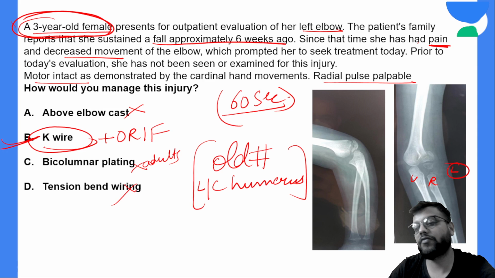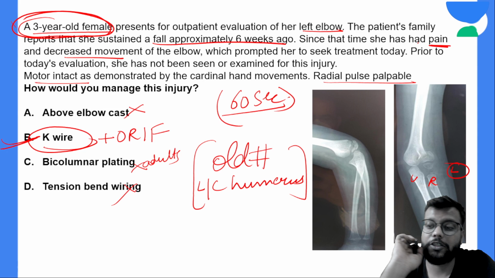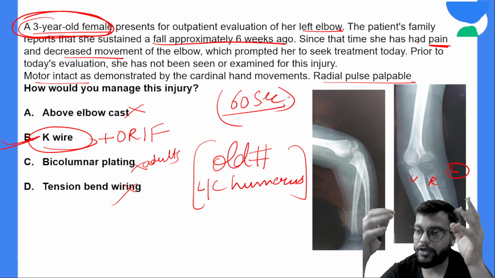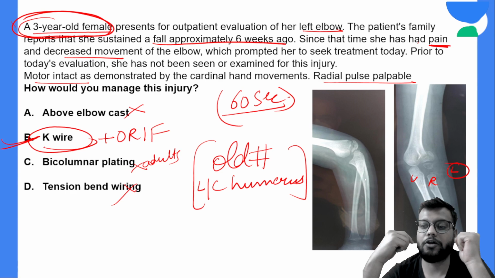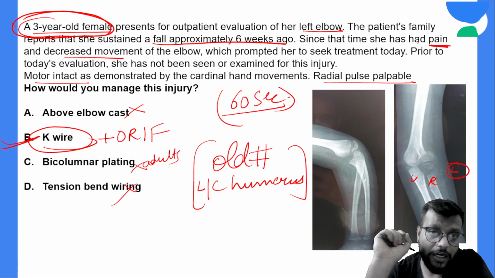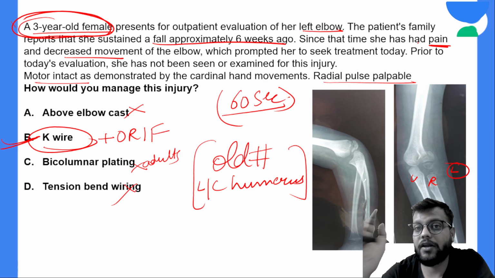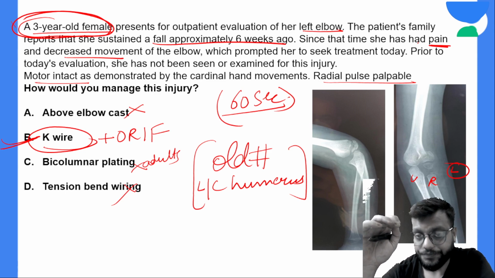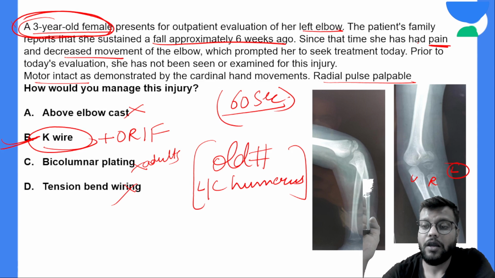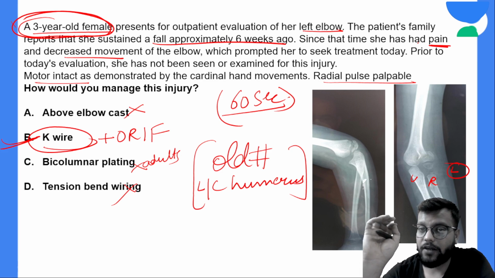And why is surgical treatment necessary? Because it is near the joint. So lateral condyle, medial condyle, supracondylar humerus fracture in children, you need to do a precise reduction, and you have to maintain it. That's why you maintain it with the K wire, because if the reduction gets disturbed, there will be malunion leading to deformity.